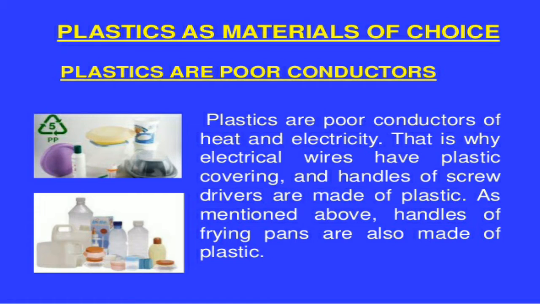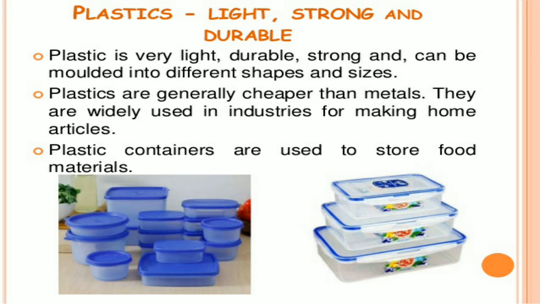So plastics are poor conductors of heat and electricity, and that is why electric wires have a plastic covering, and the handles of screwdrivers and frying pans are made of plastic. Plastic is also light, strong, and durable, and can be molded into different shapes and sizes.